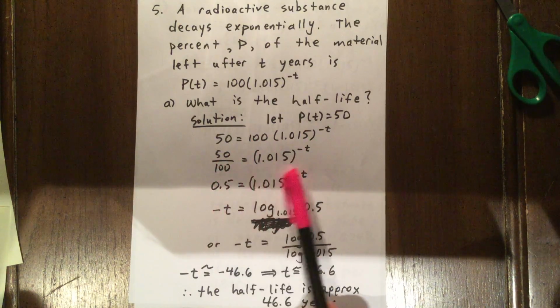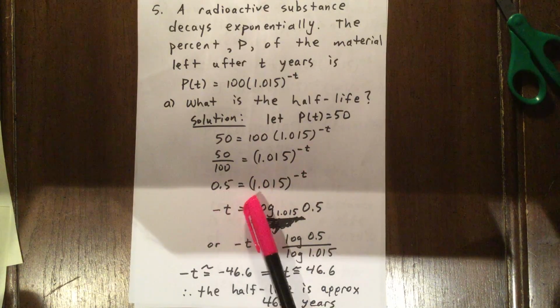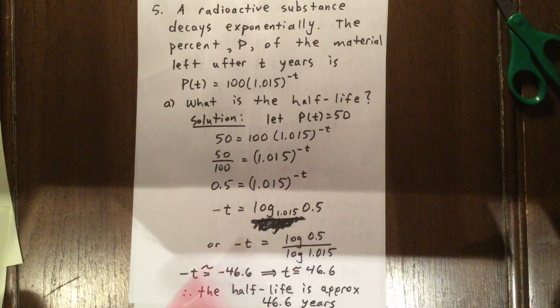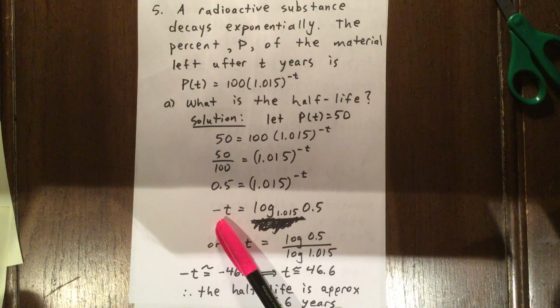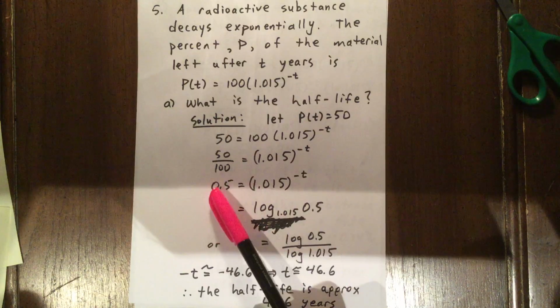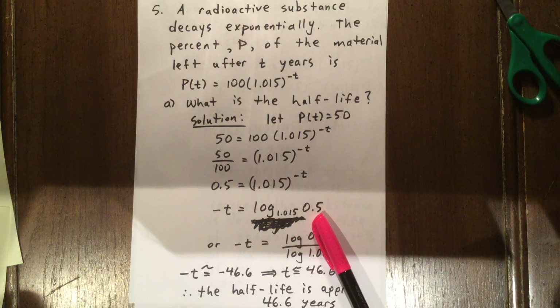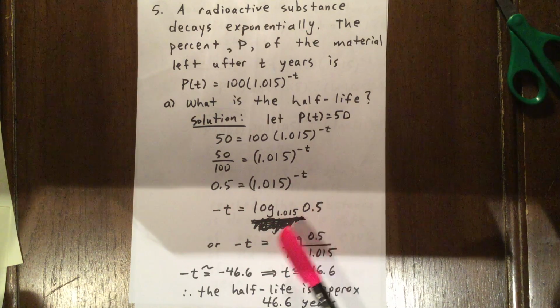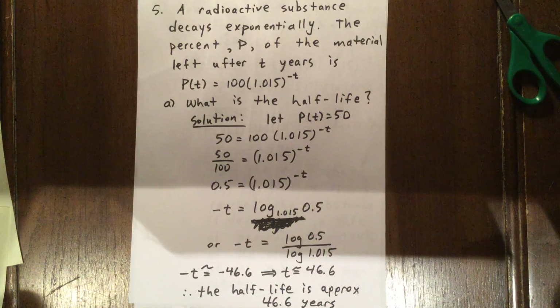Divide both sides by 100. This becomes 0.5 equals 1.015 to the exponent negative t. And then that means that negative t is the log base 1.015 of 0.5. Or some people like to put it in their calculator by saying negative t is the log of 0.5 over the log of 1.015. Either way you do it, negative t comes out to negative 46.6, which means t is approximately 46.6, which means the half-life is approximately 46.6 years.